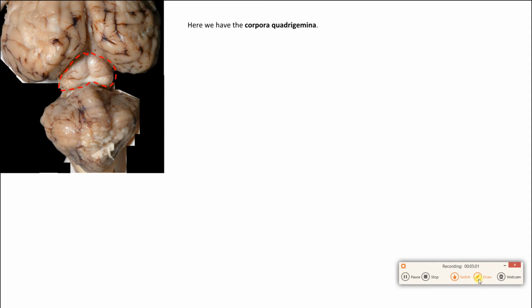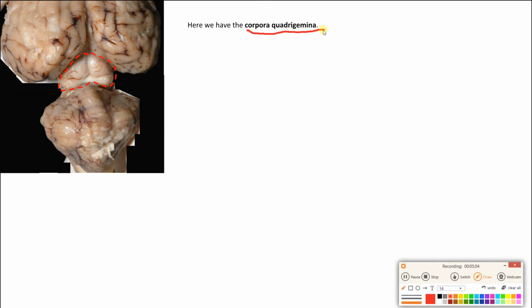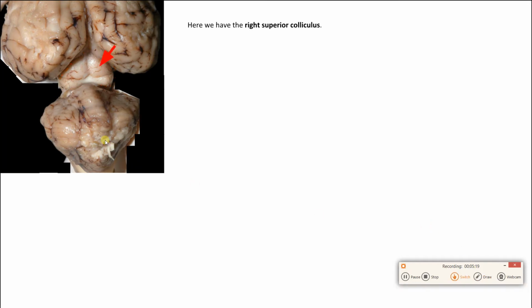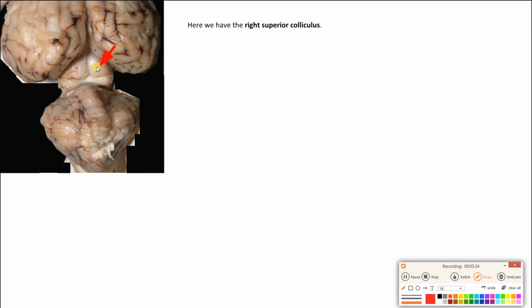Did you say it? Did you know? It is the corpora quadrigemina, the four twin bodies on the superior midbrain in the sheep. Okay, so you got that corpora quadrigemina, which, if you recall, has a pair of superior colliculi on the top. Very much involved in visual reflexes, visual coordination, like keeping your eye on something and moving your head and your body to follow it. So that is this right superior colliculus.